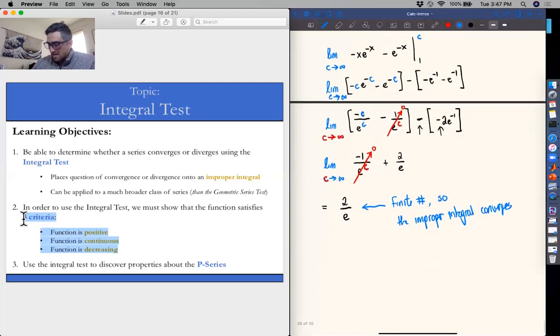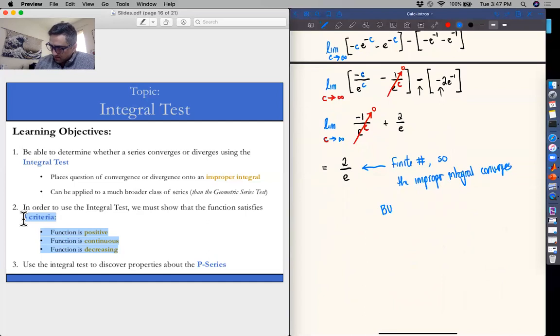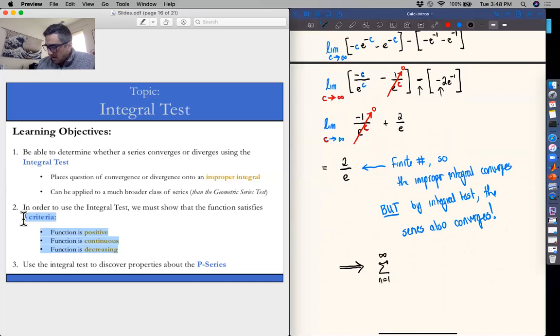But here's the special thing. By integral test, the series also converges. So what that means, if we go back to the very beginning of the problem, that series that we started out with, the series from n equals 1 to infinity of n e to the minus n, this series we just found converges by integral test.